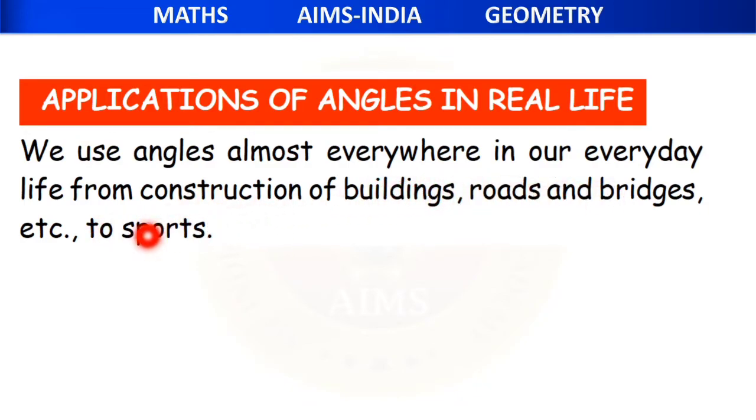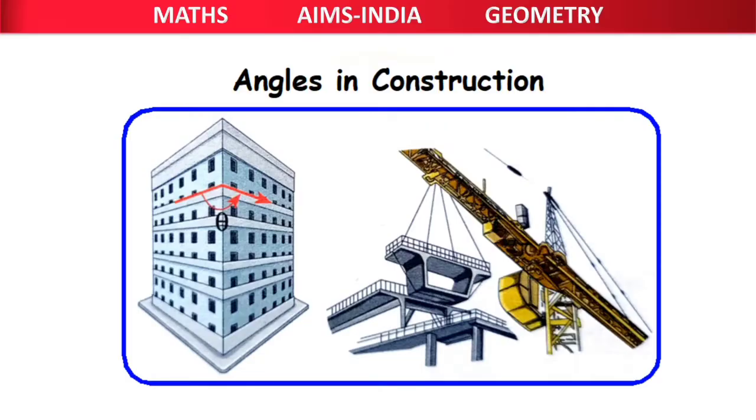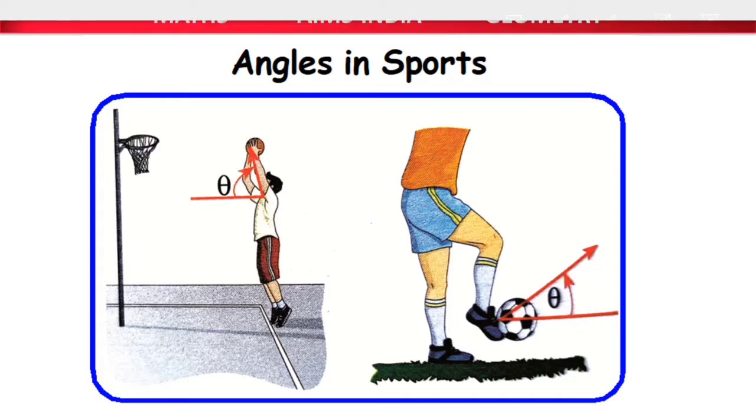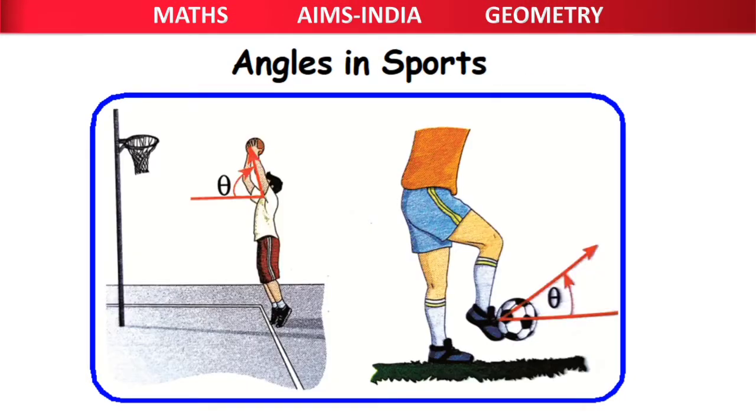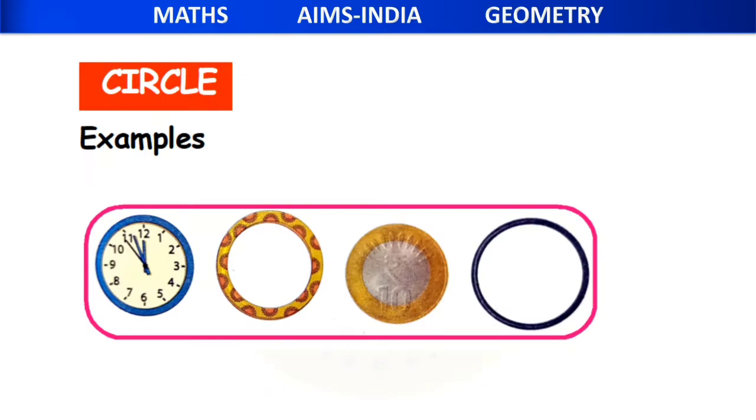Examples are, while constructing the buildings, the builders or the architects consider angles. Again, while constructing roads and bridges also angles are considered. Even while playing sports, angles are used. Okay children, so these are the uses of angles in our daily life. We use angles in our daily life, so angles are very important.